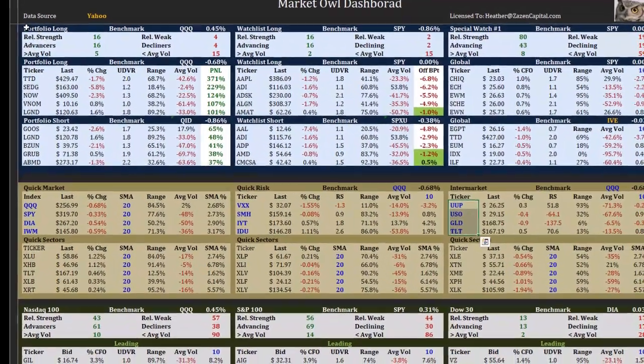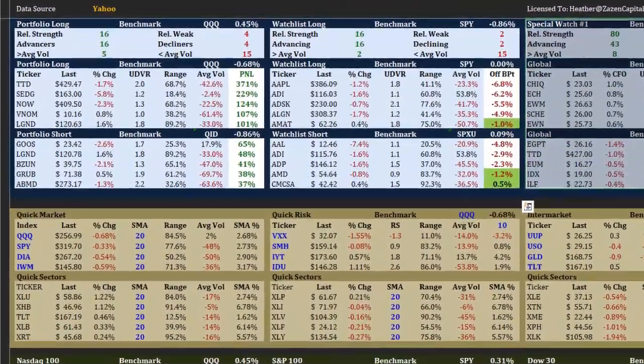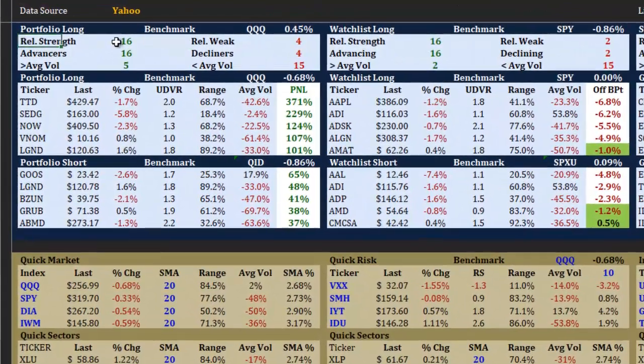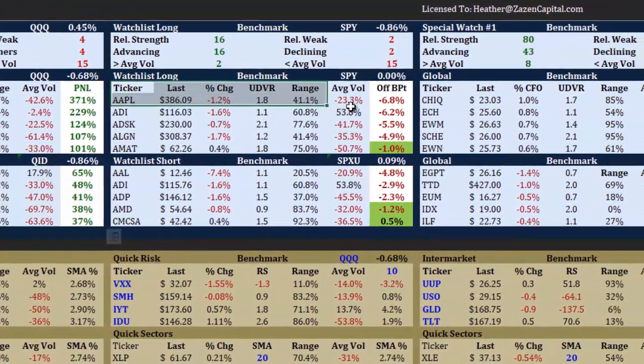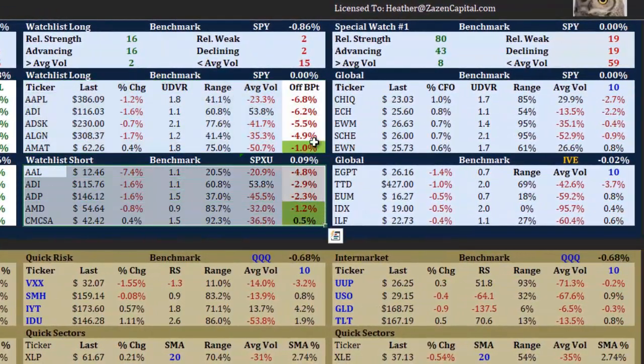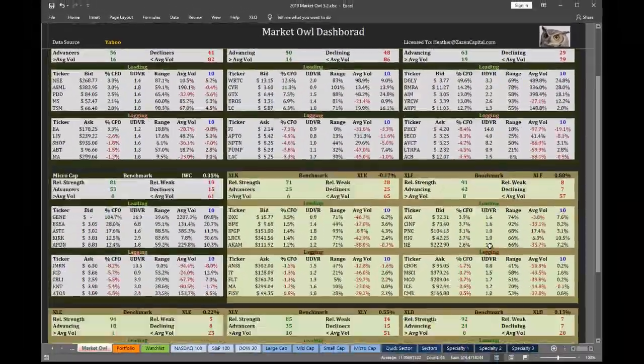So you can see the portfolio, the watch list, and the special watch list. You've got your summary section, then you've got your long, and then you've got your short portfolio, your top 5 of each. On your watch list, you've got your long watch list, your short watch list, and how far off the buy point each is. It will highlight in green if it's plus or minus 1% above your buy point to draw your attention to it so that you don't miss your on-time entry. And your special watch list is similar to the rest of the format on this dashboard.